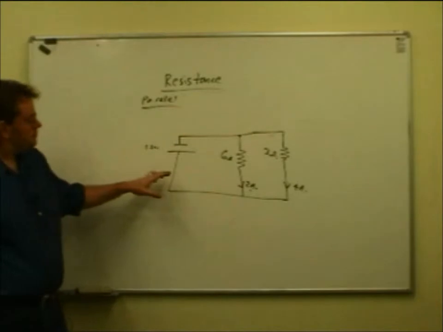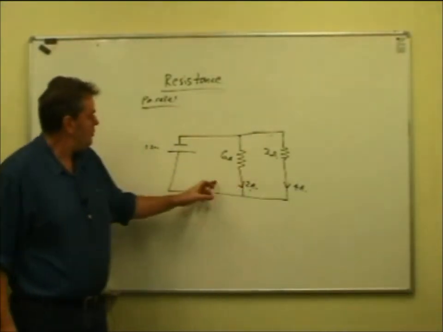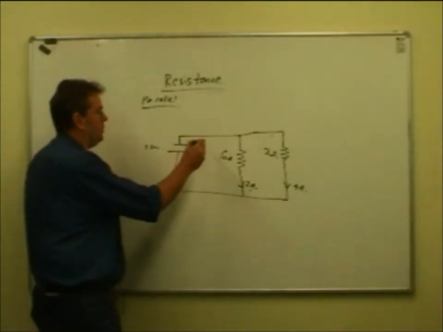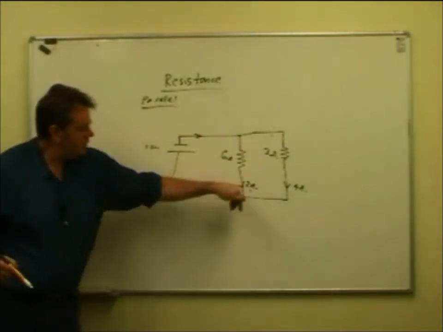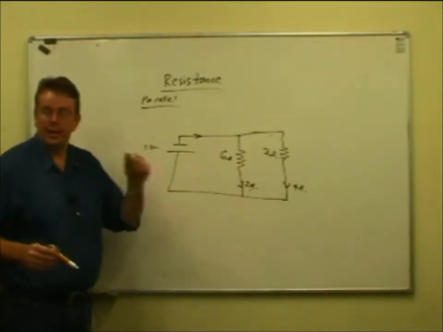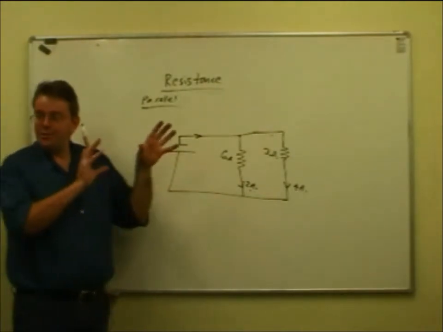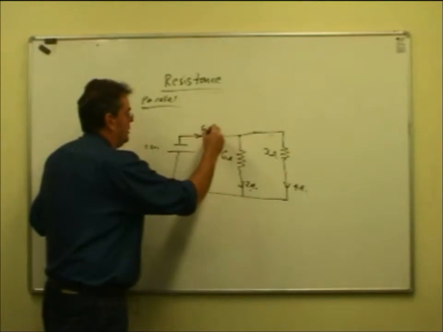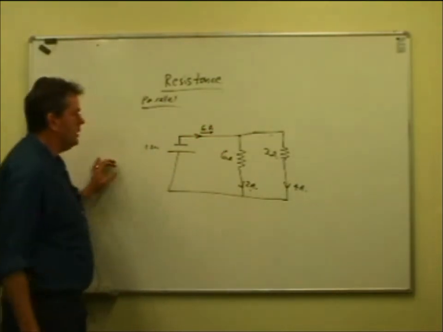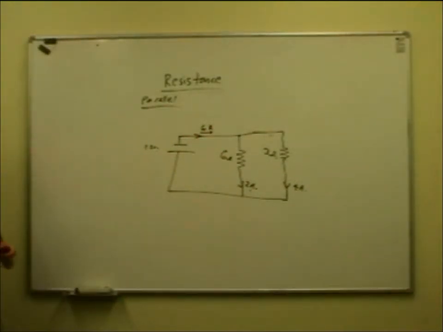Now, that total current has to come from the battery, doesn't it? That's another important point. When you've got resistors in parallel, the total current flowing through the circuit is, you add them up, okay? Remember before with series, we're adding the voltages up, this time we're adding the currents up. So what's 2 plus 4? 6. 6 amps is flowing in that circuit there.